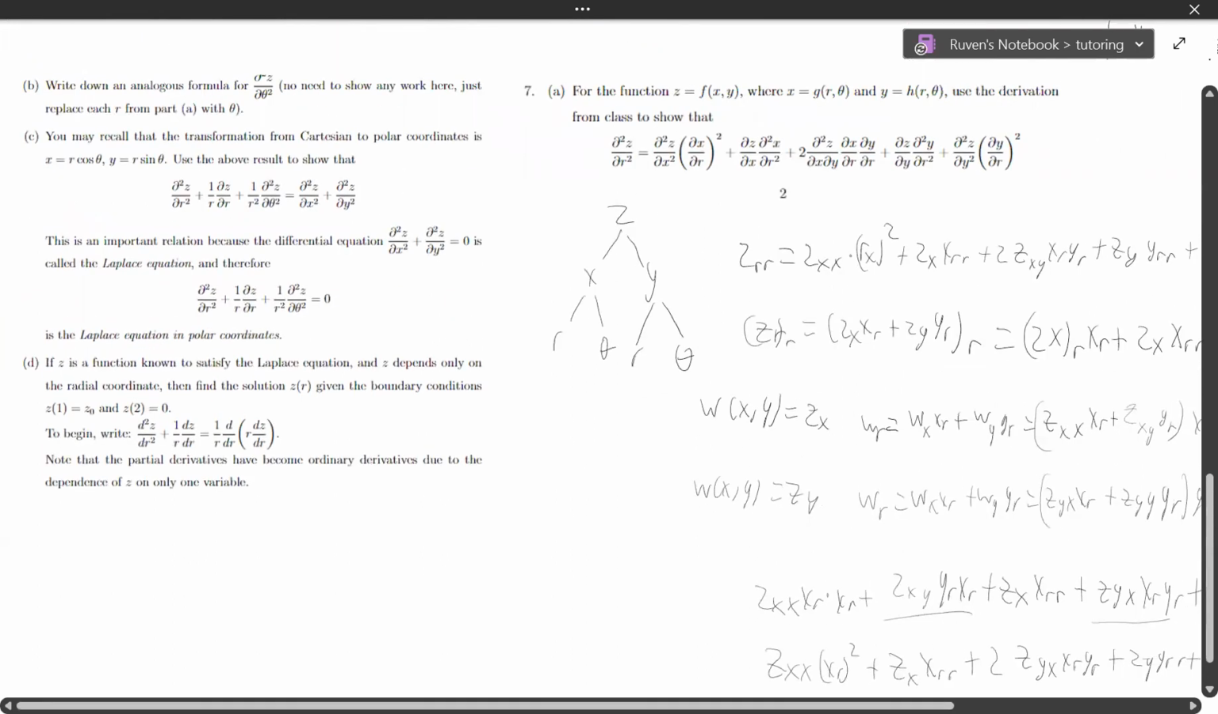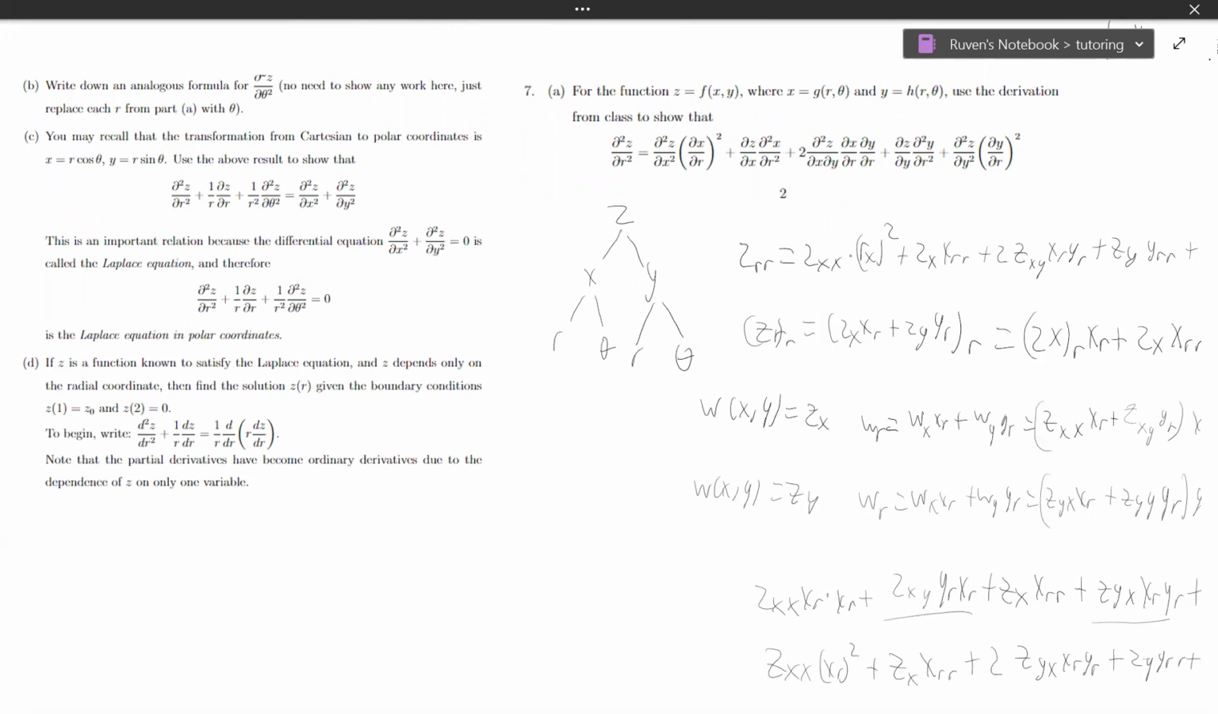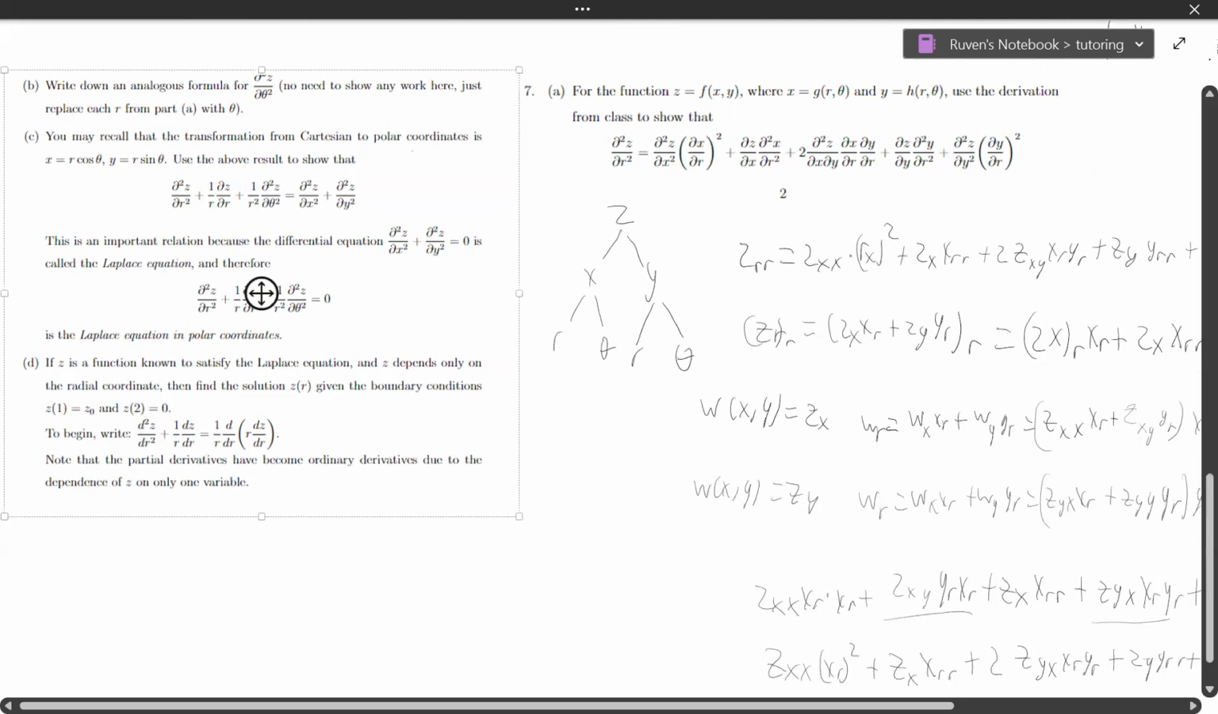The reason that matters is because now we reach question 3, or C to be more exact. It says, you may recall that the transformation from Cartesian to polar coordinates is x equals r cos theta, y equals r sine theta. Use the above results to show that this. Again, I'm not really going to read it because I'm a bit lazy.